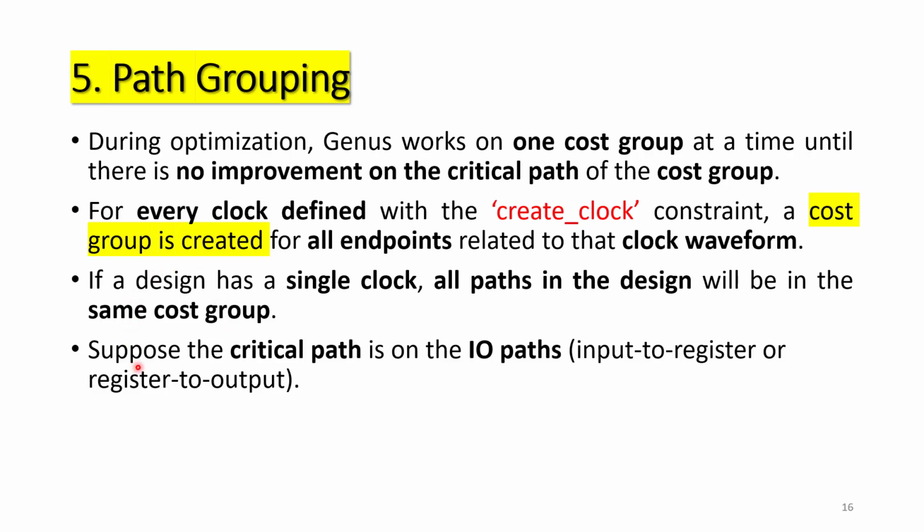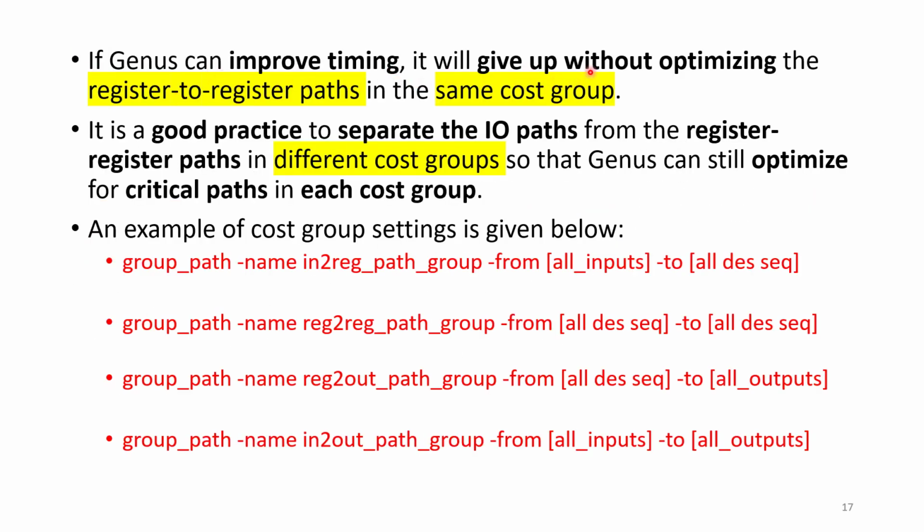Remember this point. Suppose a critical path is on an IO path. Here IO paths are input to register and register to output, for which we generally define set_input_delay and set_output_delay using a virtual clock. If Genus cannot improve timing there, it will give up without optimizing the register to register paths in the same cost group. It is good practice to separate the IO paths from register to register paths into different cost groups so that Genus can still optimize the critical paths in each cost group.